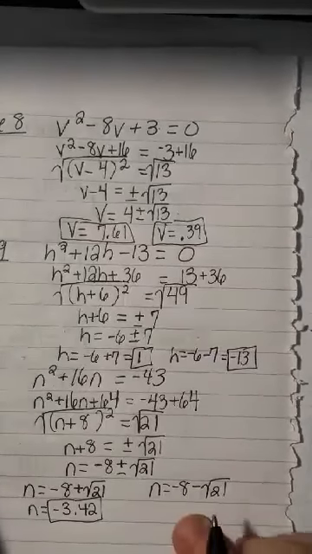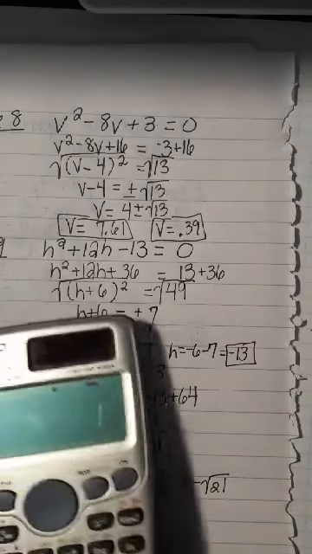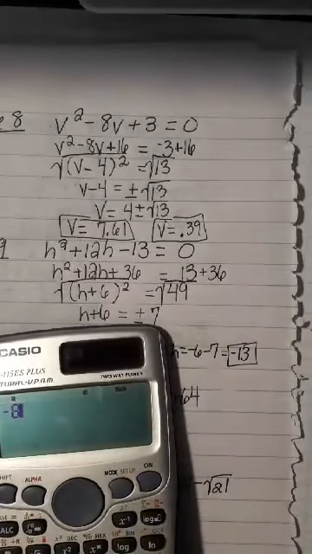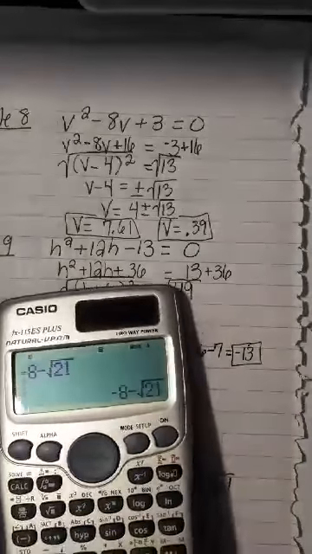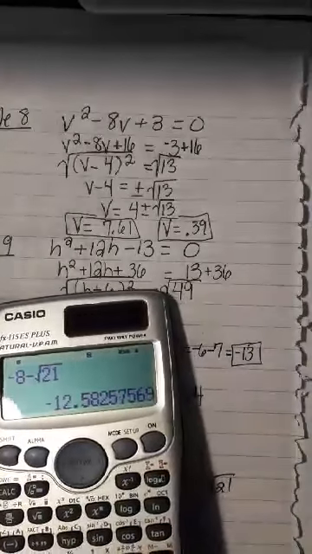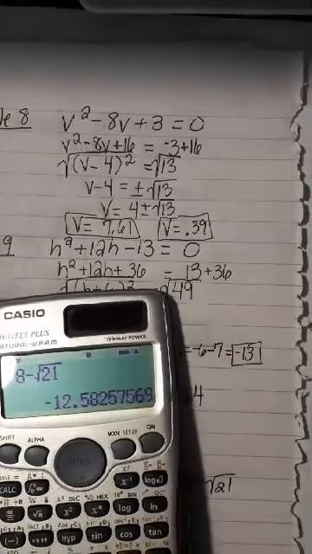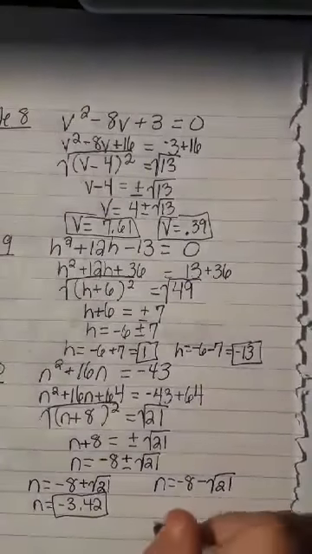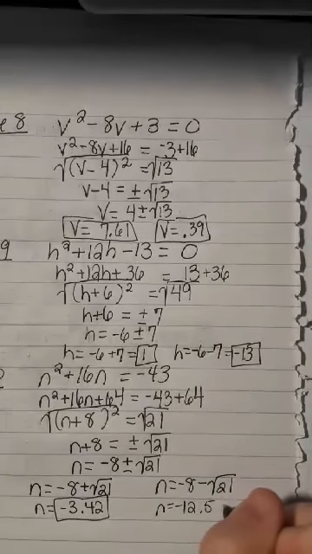And then over here we have to do it again with negative 8 minus the square root of 21. And SD key, and that's going to be negative 12.58. Negative 12.58.